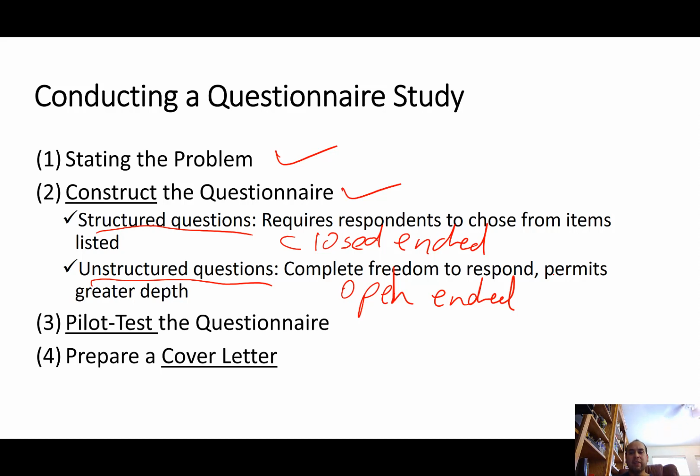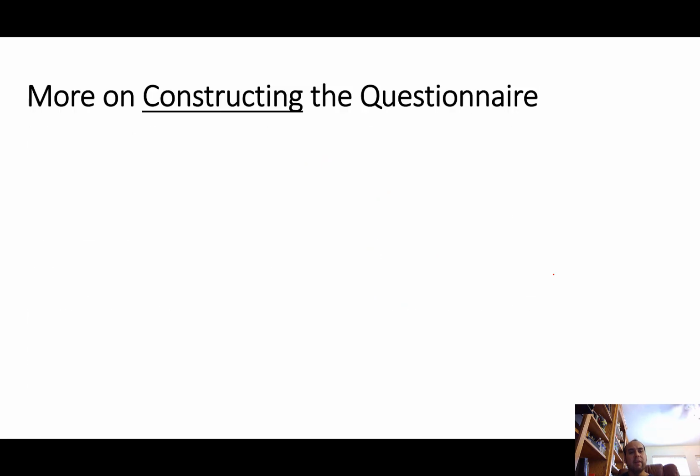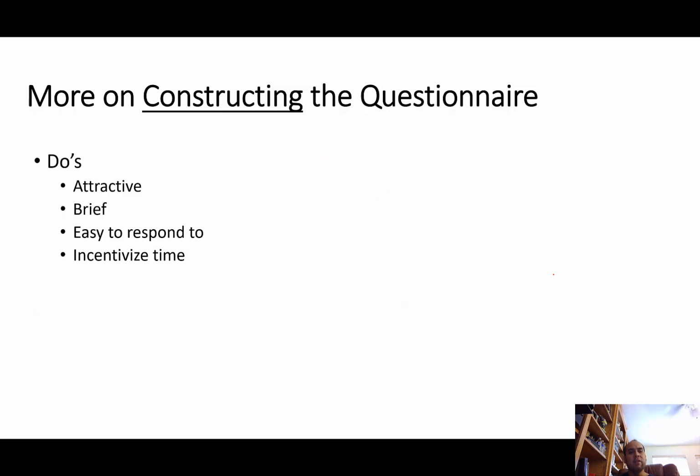You provide it to some colleagues or some peers so that they can go through it and see if there's any issues with it, and then you prepare a cover letter. So let's talk about all of these different components here. Okay, the first one is constructing the questionnaire. What things to do: make sure it's attractive, brief, easy to respond to, and you incentivize people's time.